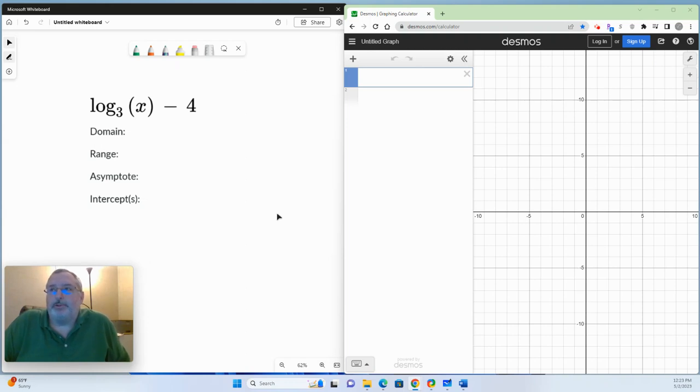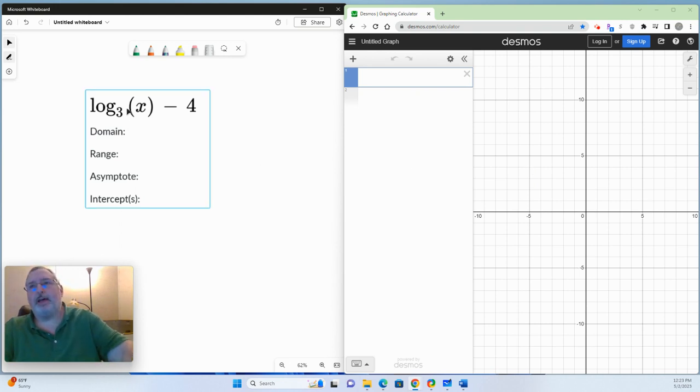We're going to look at how to graph some logarithmic functions, and then we're going to look at how to find domain, range, asymptotes, intercepts, all that good stuff. And what we're going to use is the Desmos graphing calculator. So go to desmos.com/calculator. It should bring up the graphing calculator. You can do a Google search. Just pick the one that says graphing.